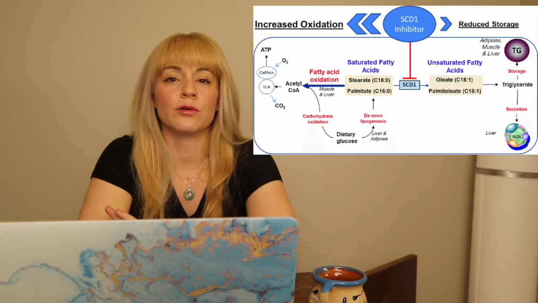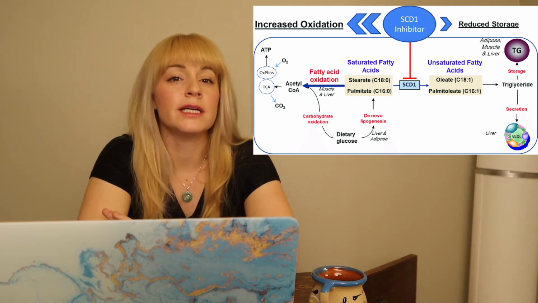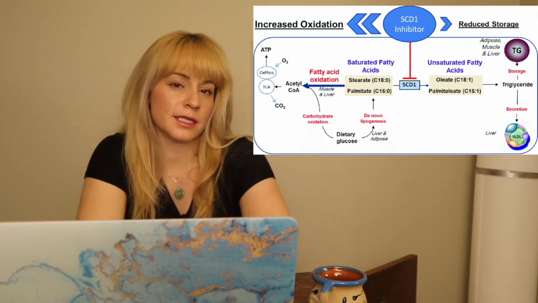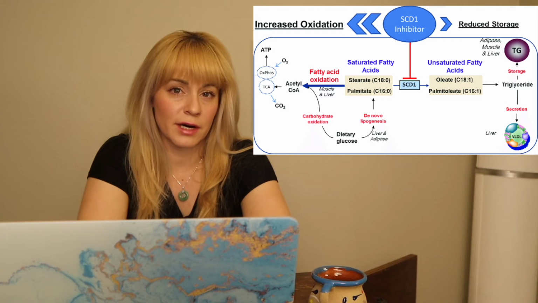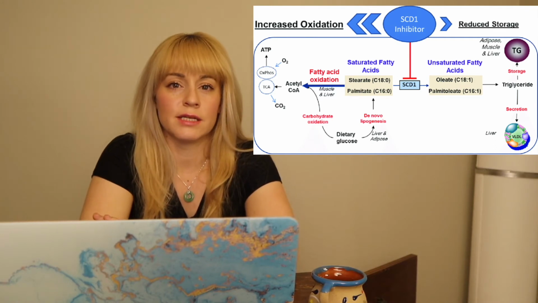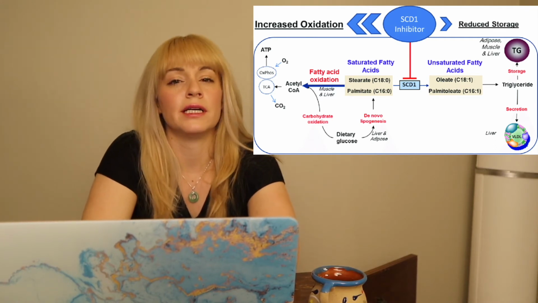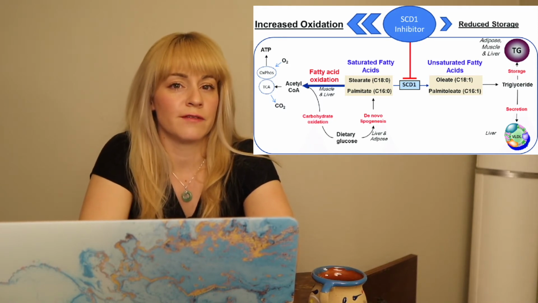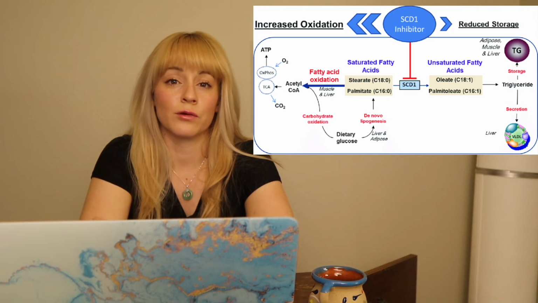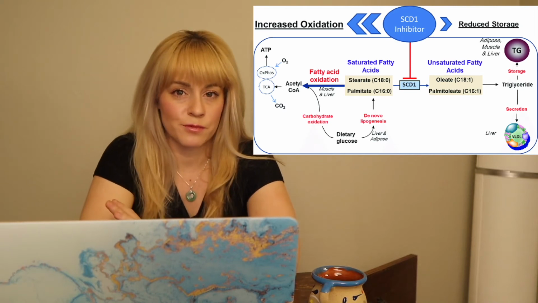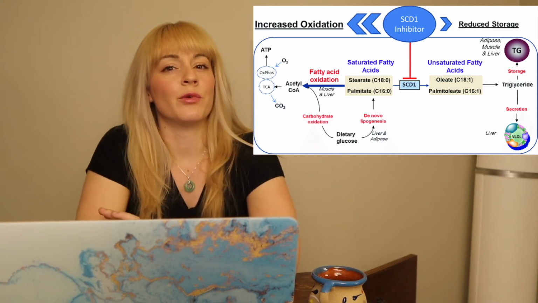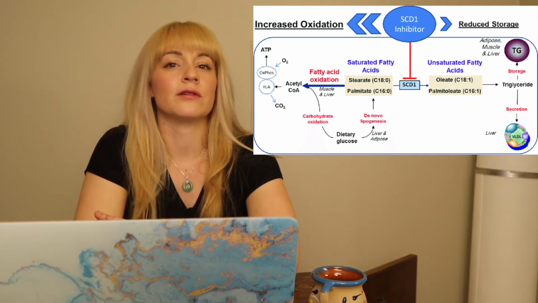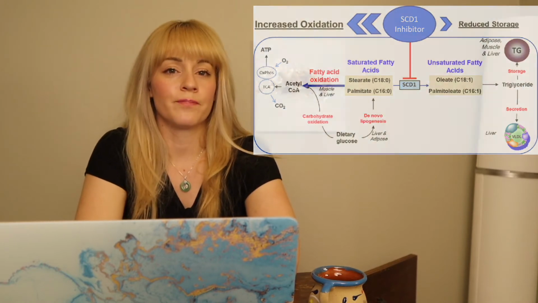SCD1, or stearoyl-CoA desaturase 1, is the rate-limiting enzyme for the synthesis of oleic acid in the body. Oleic acid is the most common fatty acid in the body. When this enzyme is active, it is largely responsible for diverting fat to storage rather than for beta oxidation or usage. Basically, SCD1 takes fat that you eat and turns it into fat that you store.